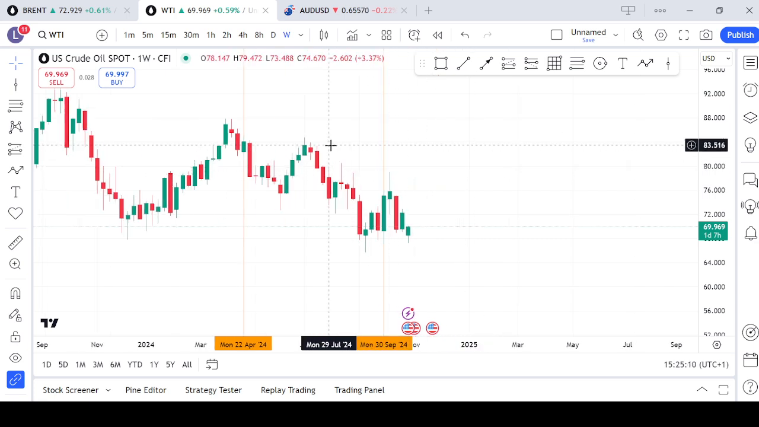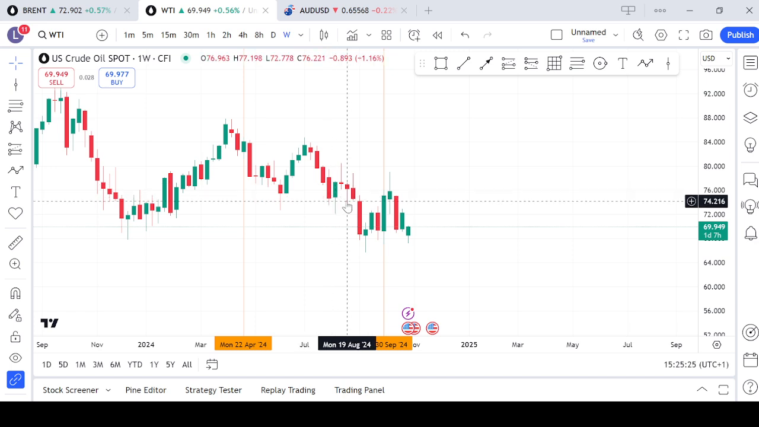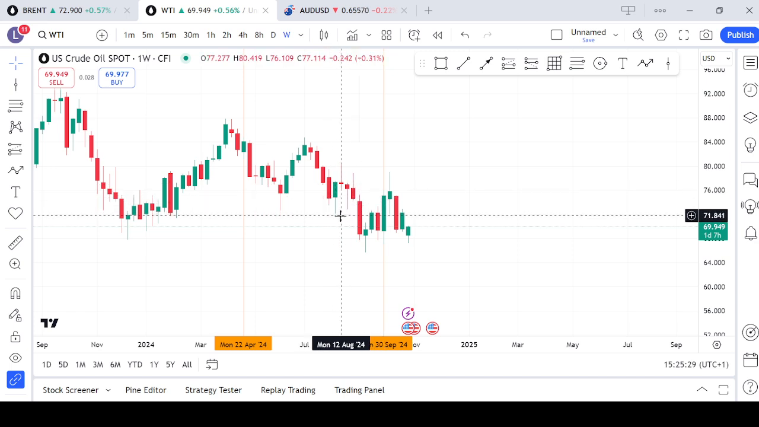So if you have a bearish week like this, it means that there was a larger than expected build or smaller than expected draw in inventories. Analysts were expecting a particular draw in inventories, but the actual draw was less than expected.